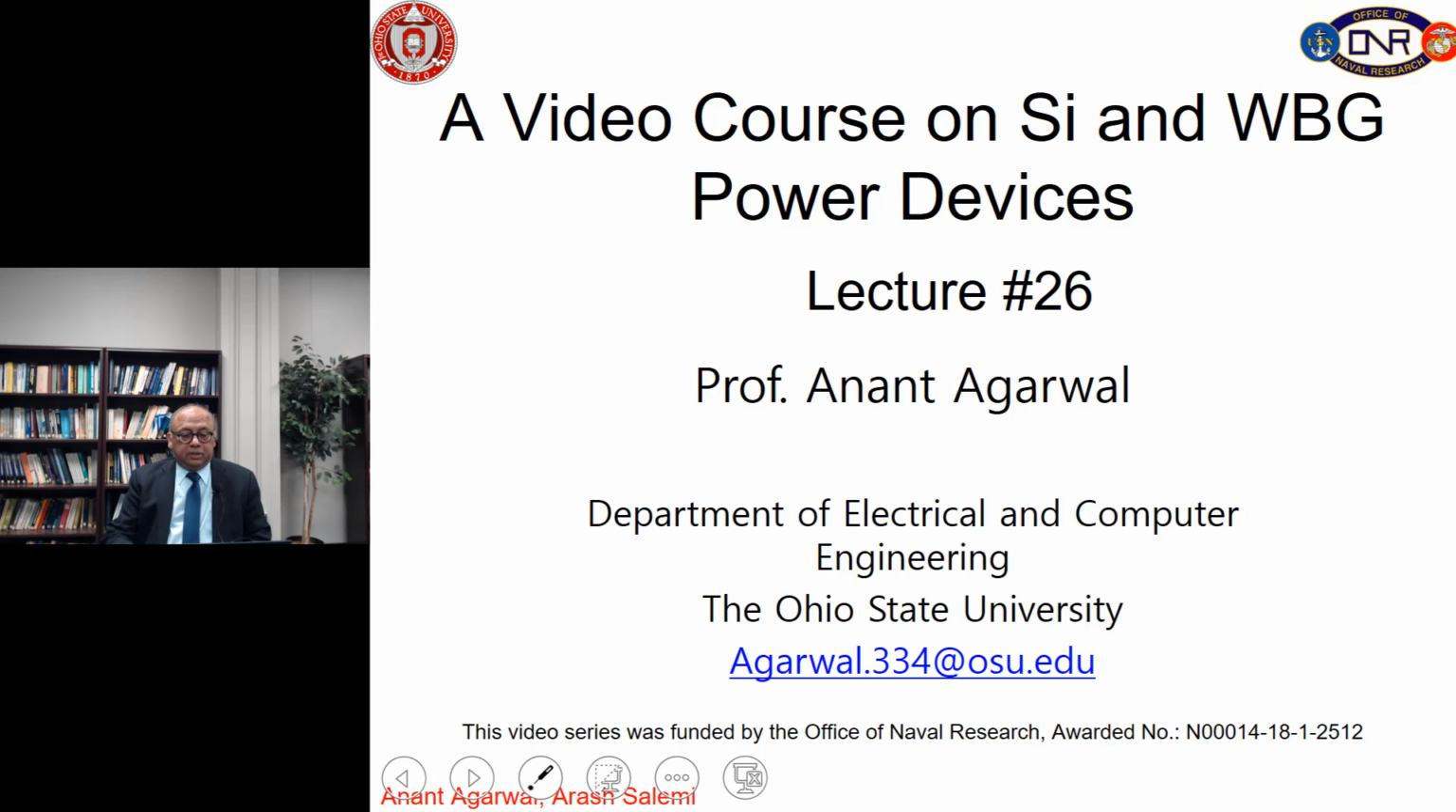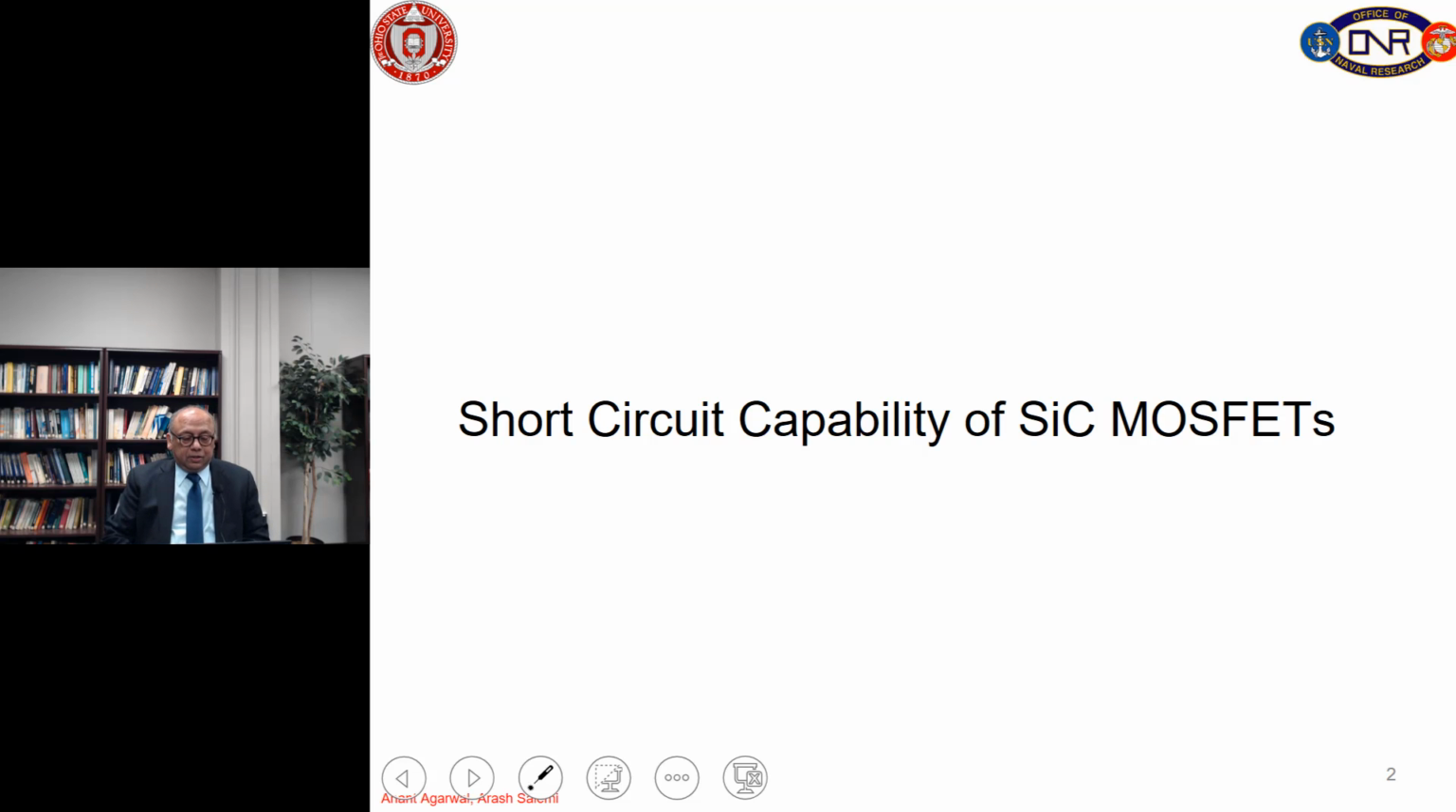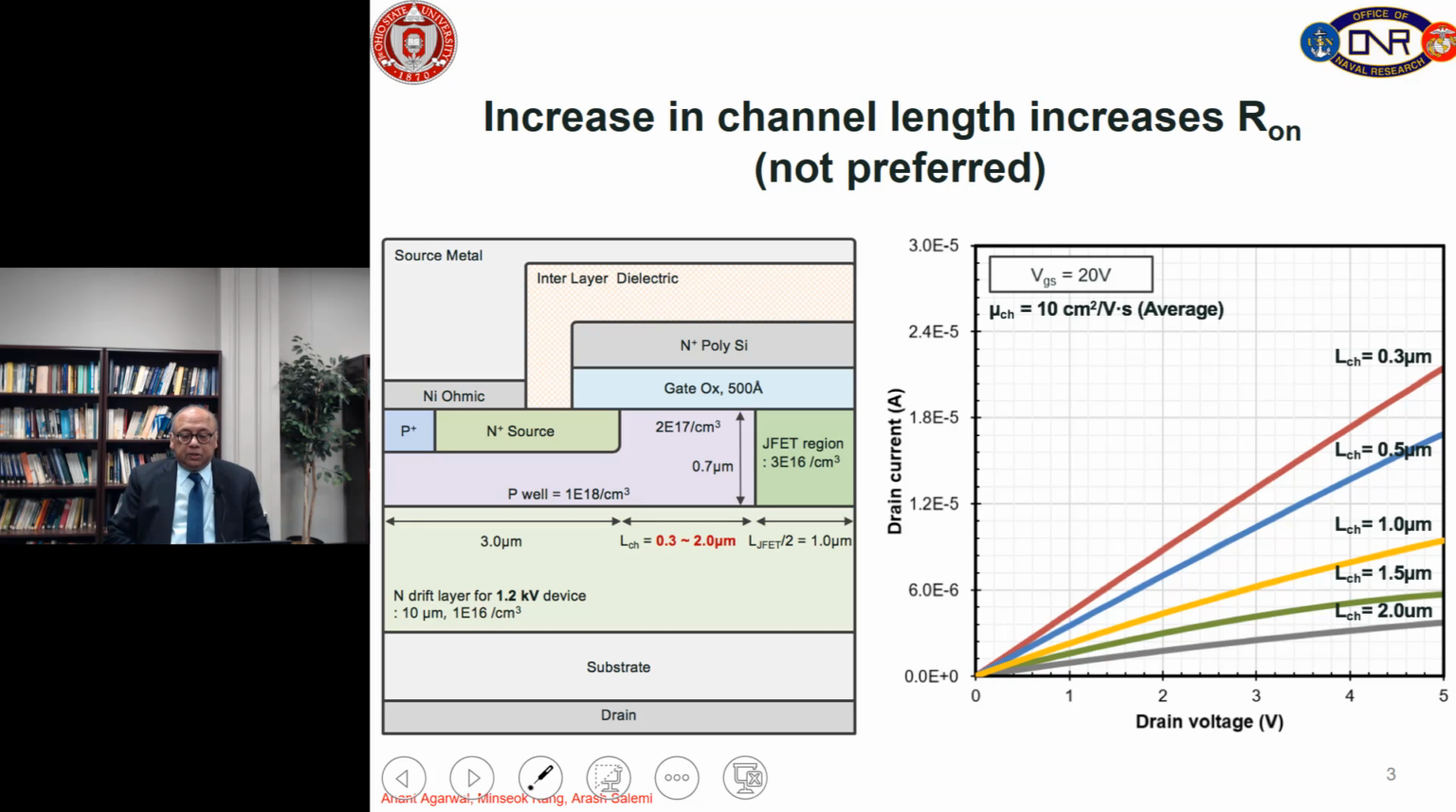With that, let's talk today about the short circuit capability of silicon carbide power MOSFETs. So, we have been talking about the planar power MOSFET structure, which we call D-MOSFET, and we will talk about the short circuit capability of these MOSFETs.